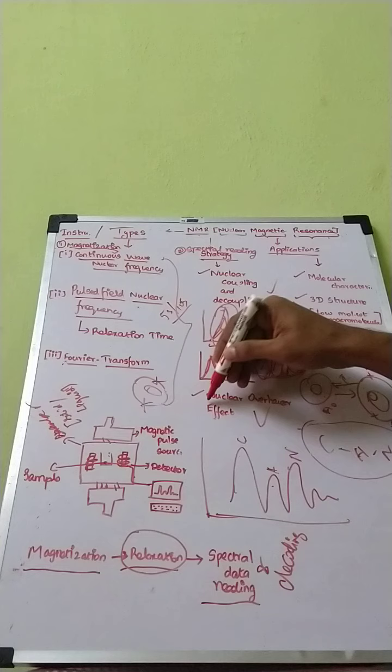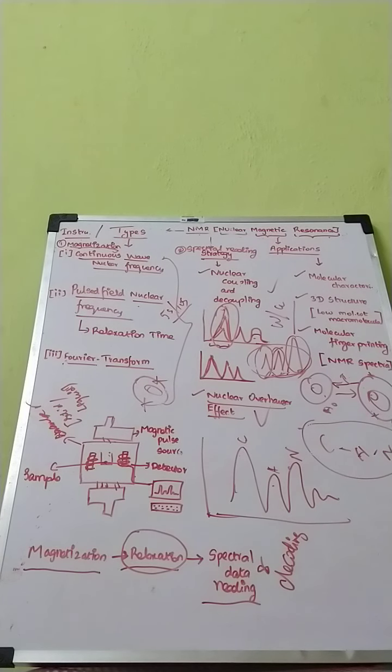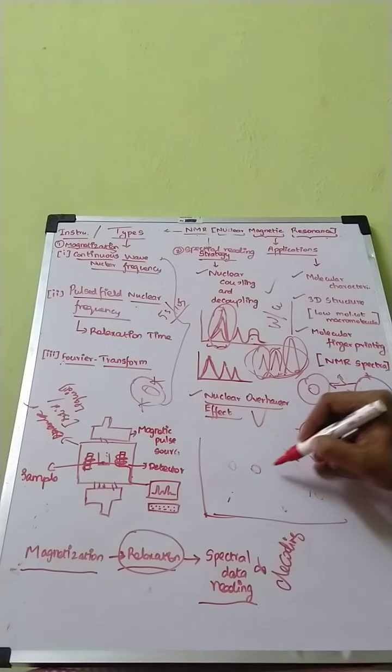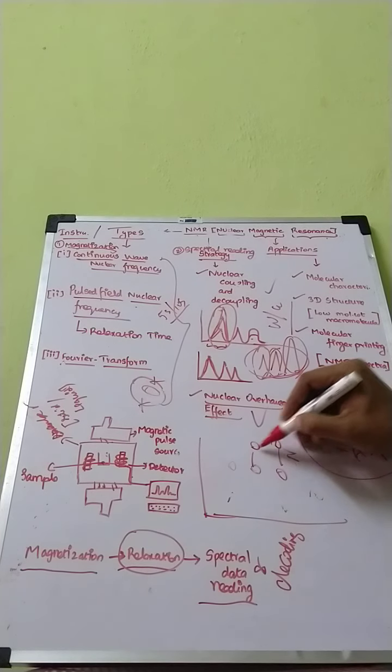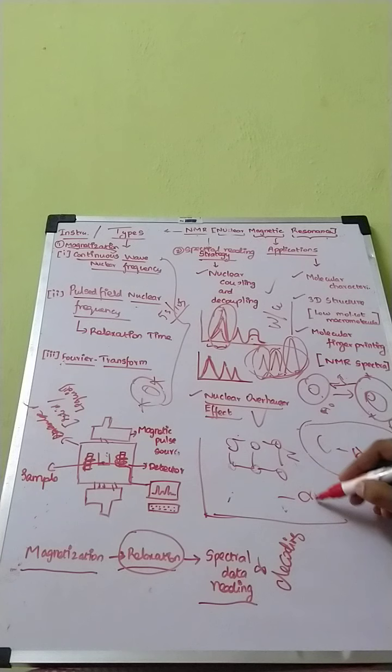Fine. Coming to the next one, the nuclear Overhauser effect. This effect is generally used to study the three-dimensional structure of biological macromolecules. So what exactly happens in this strategy? For example, just take a protein. Protein, you know very well, is made up of amino acids, isn't it? And each and every amino acid has its own structure.